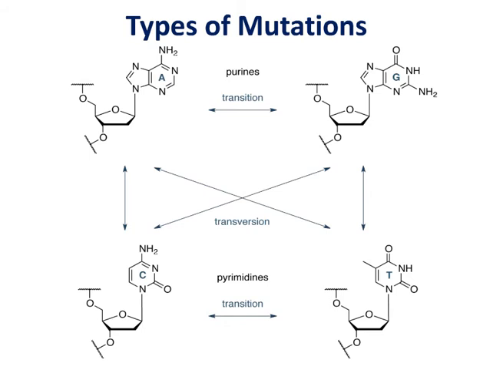The simplest types of mutations are substitutions or base changes, where one base is converted to another. These can be classified as either transitions, where one purine is changed to another purine, an adenine to a guanine, for example, or one pyrimidine is changed to another pyrimidine, thymine to cytosine, for example. Or transversions, where a purine is substituted for a pyrimidine, or a pyrimidine for a purine, for example, adenine to cytosine.